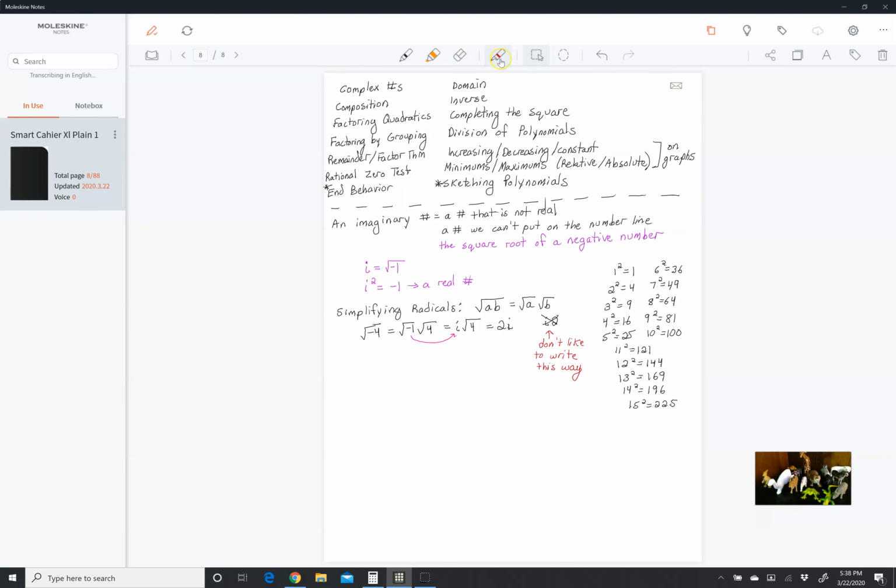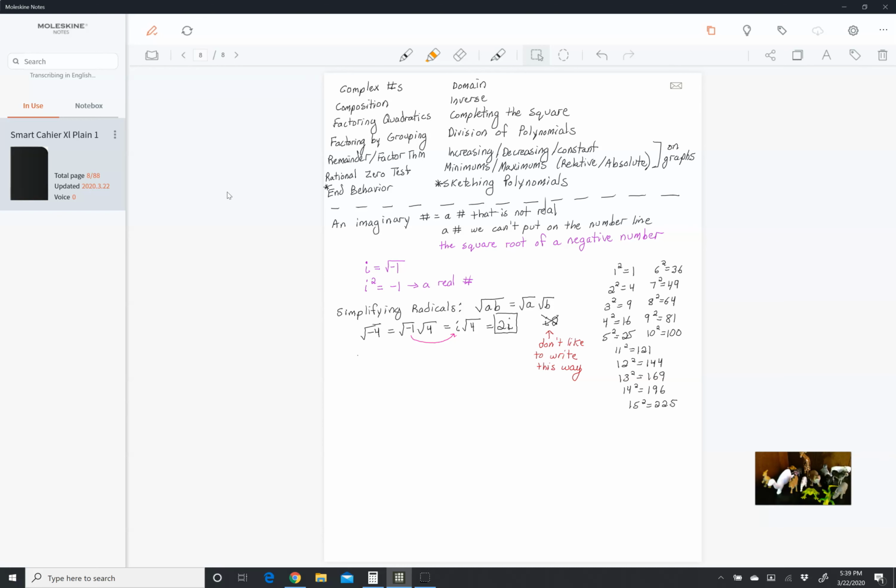Okay, so that would be our final answer, the 2 times i. That would be in simplest form, and 2 times i is a purely imaginary number.